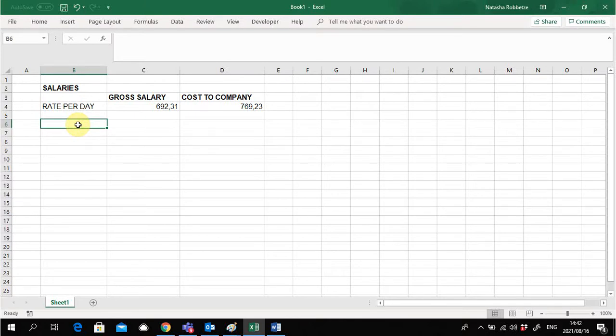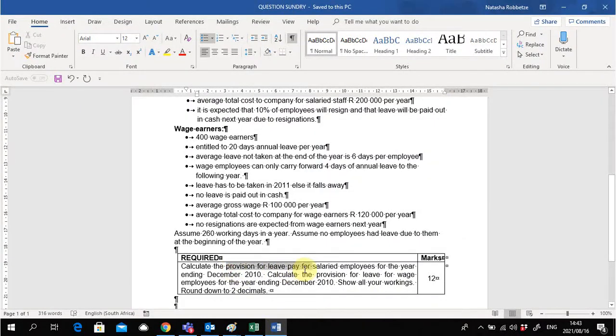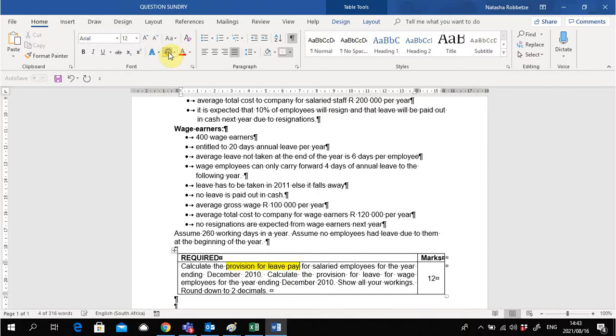So the leave pay provision is always based, if they ask the leave pay provision, as they've done here, it is always based on days that were not taken. So provision for leave pay means how much would we have to pay them next year because of this leave that was not taken, or how much money do we have to save up so that they can take extra leave next year. So it's based on days that were not taken in the current year, and that's why they call it provision, because we are planning, we are providing for the following year.